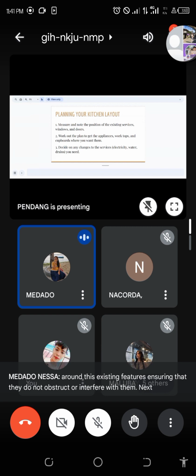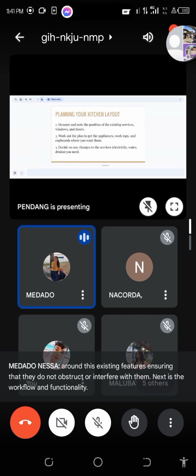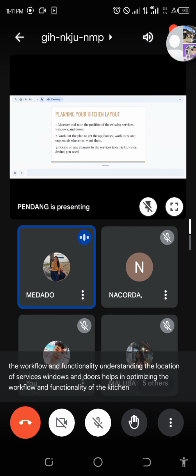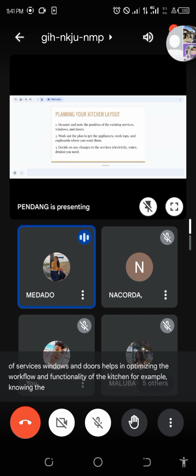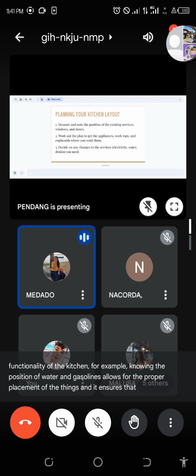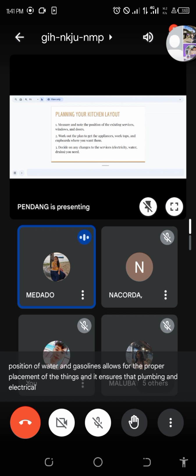Next is the workflow and functionality. Understanding the location of services, windows, and doors helps in optimizing the workflow and functionality of the kitchen. For example, knowing the position of water and gas allows for the proper placement of sinks and stoves. It ensures that plumbing and electrical connections can be easily accessed and connected without any obstructions.